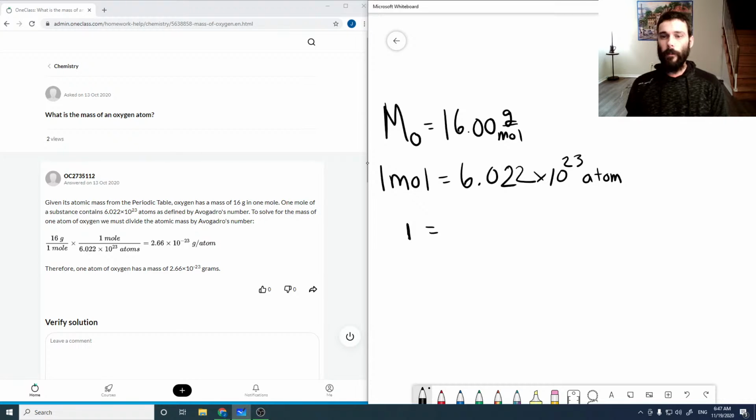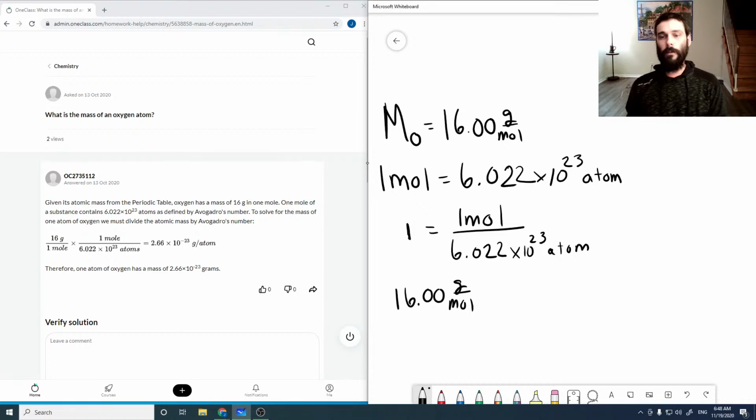Okay, so what that means is that we can divide by this value, or if we rearrange this short equation here, we see that 1 is equal to 1 mole over the Avogadro's number of atoms, and you can always multiply something by 1, so we're going to go ahead and multiply our molar mass for oxygen by 1 and get 16.00 grams per mole times 1 mole over Avogadro's number. And the moles will cancel.